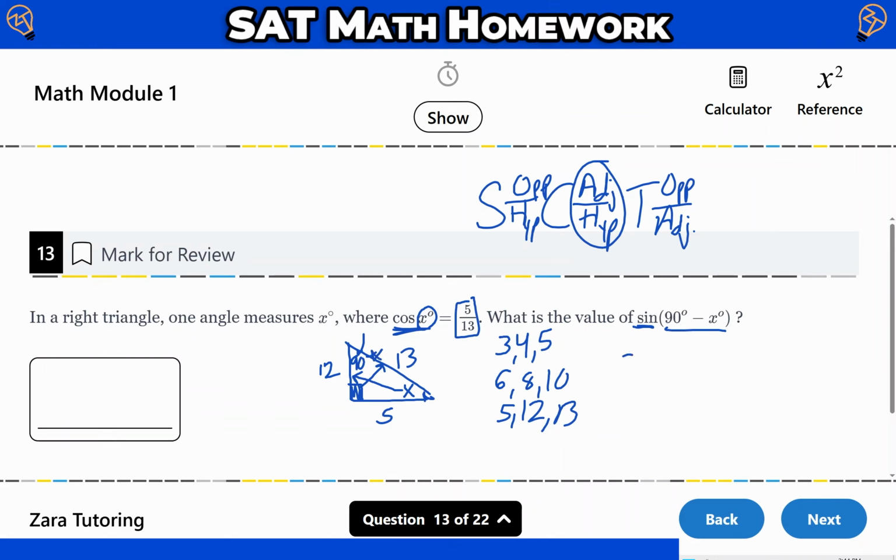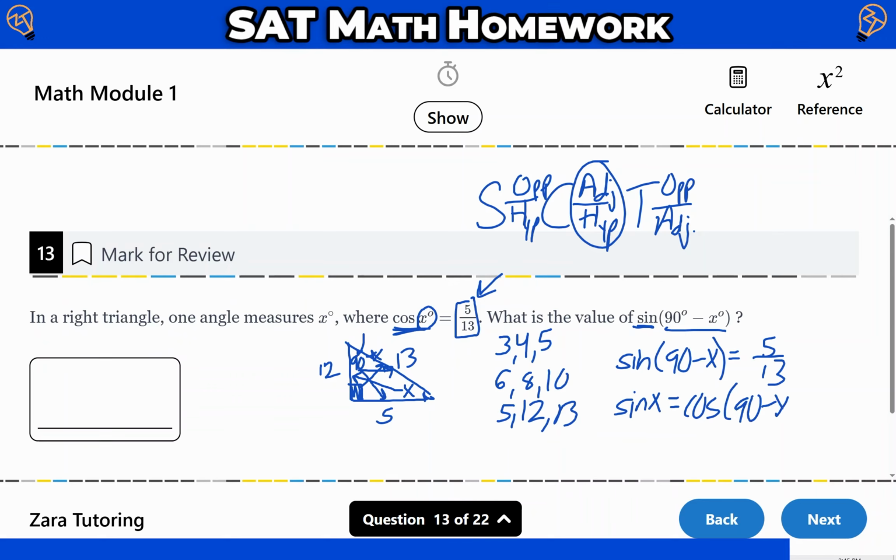Well, what is sine from that other angle, the one we're saying is 90 minus x? If I do opposite from 90 minus x over hypotenuse, I get 5 over 13. So that's my answer, 5 over 13. And if that looks familiar, it should. The idea here is that the sine from any angle is equal to the cosine from its complement. In other words, from the angle that adds up to 90 with the other angle.